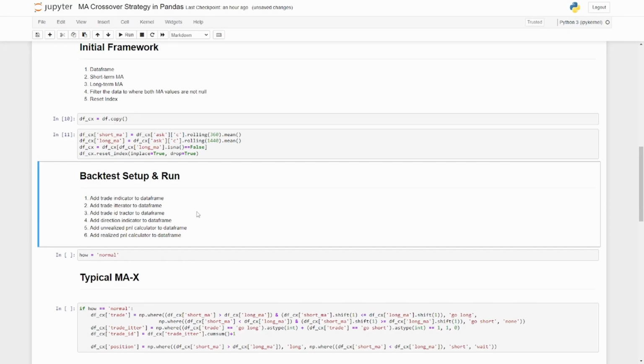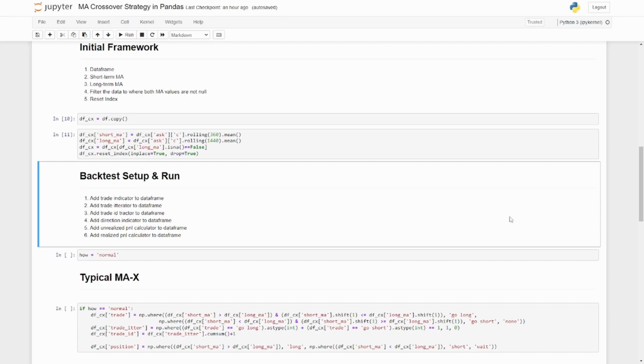So now that we have the moving average set up, we're going to start looking at how to do a backtest. And when we look at how to do a backtest, there's a lot of things that we need to try to account for. At a very high level, the things that we're going to try to account for are going to be things like a trade indicator. So this is going to tell us if we're going long, if we're going short, maybe we're not taking a trade. And then on the trade indicator, then we have a trade iterator.